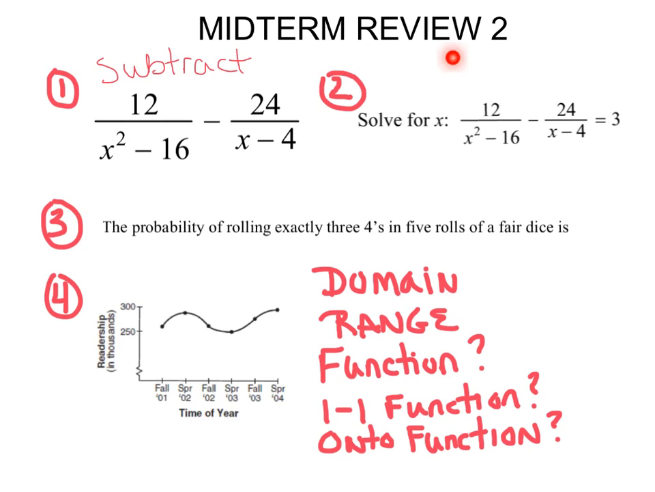Number 2 is actually solve for x. 3 is a nice probability. And 4, based off this graph, state the domain range. Is this a function? Is it a one-to-one function? And is it an onto function? And let's just make sure we answer why on these. Why would you say yes or no?